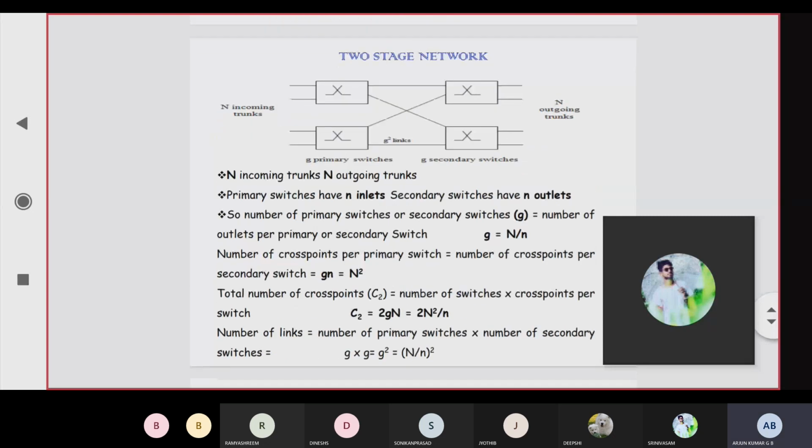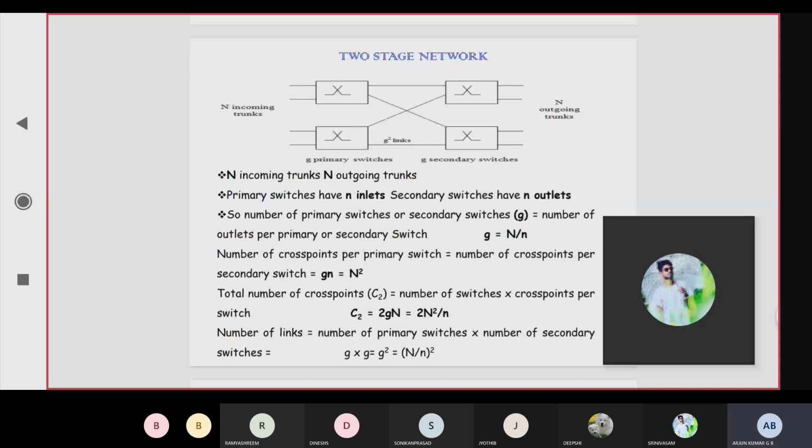This is a two-stage network, meaning a two-group network. Single stage means the number of incoming trunks is connected to the number of outgoing trunks. Here it is divided into different stages. Observe in this figure that N is the number of incoming trunks and N is the number of outgoing trunks.